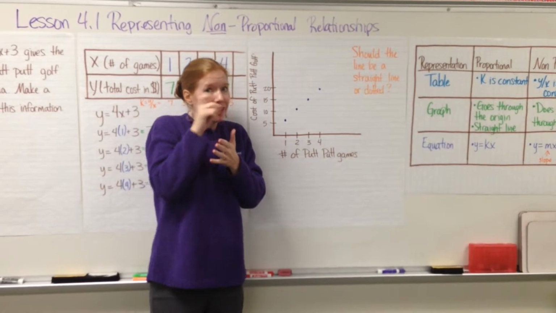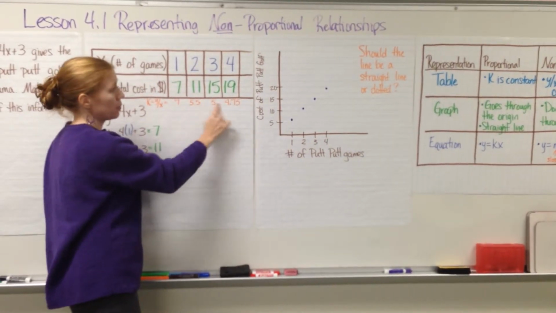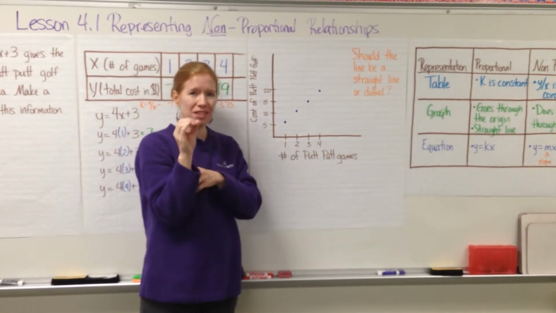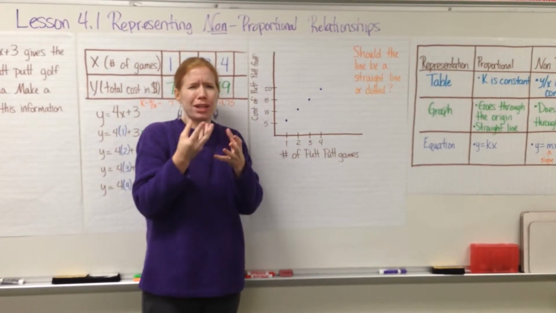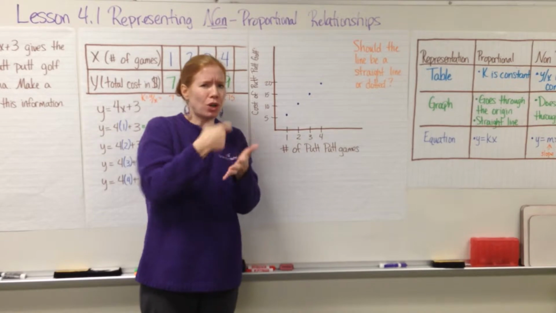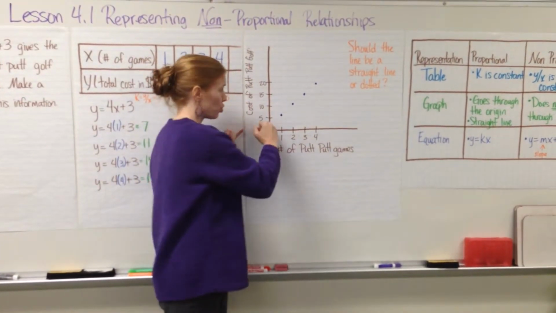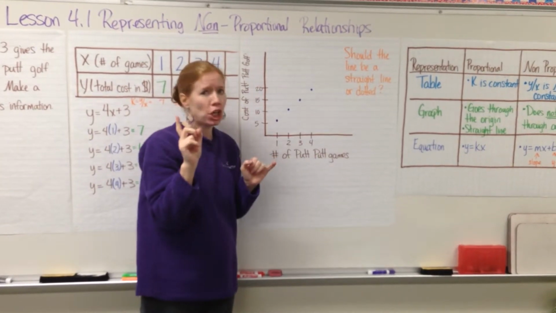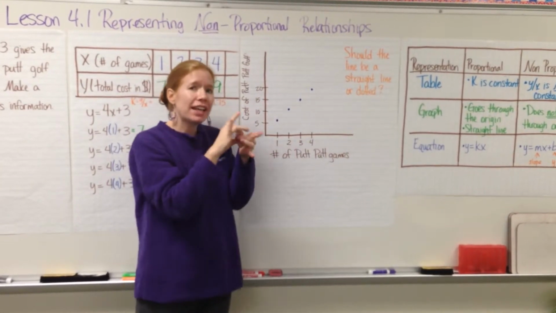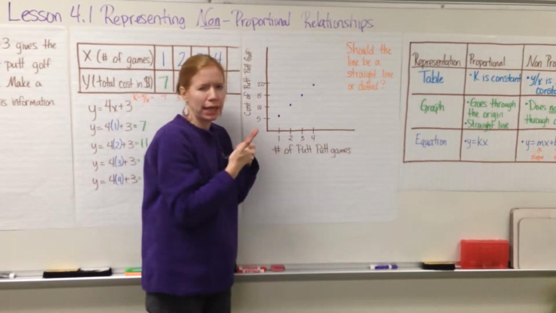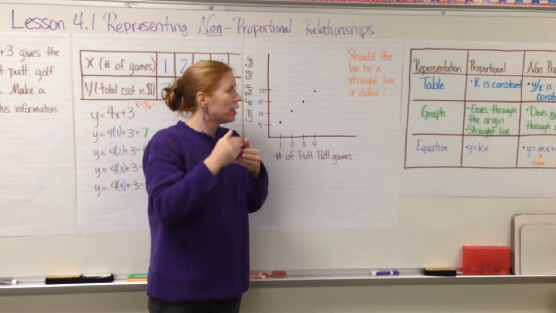Again, we can see that because we know it is not the same, it is not constant, and it would not start with 0. And we don't care how much it costs for playing 0 golf games anyway, okay? So would I need to draw a line here? No, because these are not connected and you don't play 1.5 games. You play a whole game.